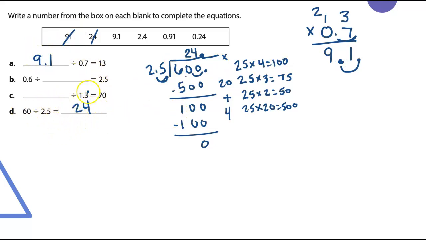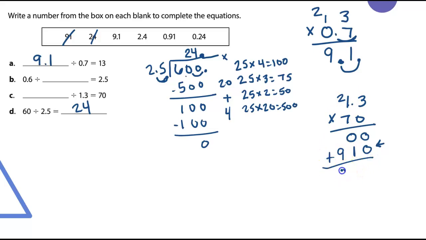Look at C. We just did one just like it, so let's look at C. I've got 1.3 times 70. So I know that 0 times 3 is 0, 0 times 1 is 0, but now I have to add a placeholder because I'm moving to the tens. 7 times 3 is 21, drop my 1, carry my 2. 7 times 1 is 7, plus 2 is 9. So when I add these together, I get 910.